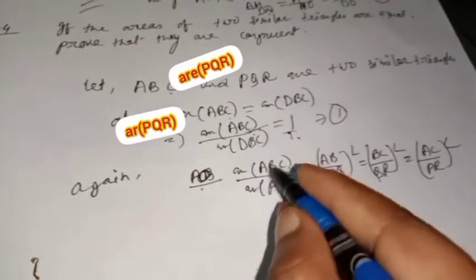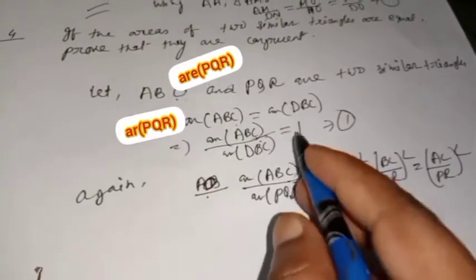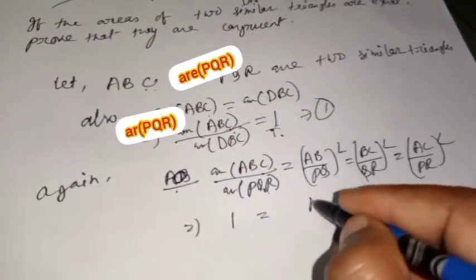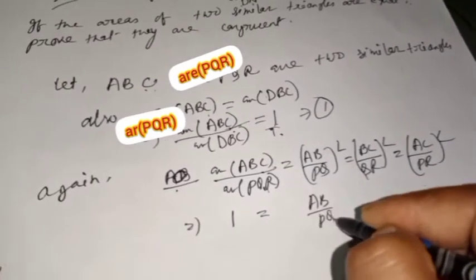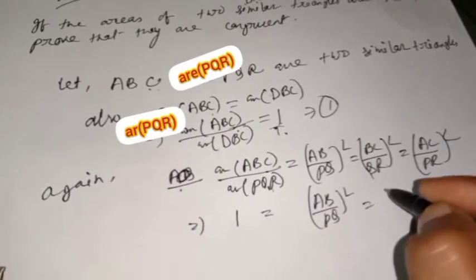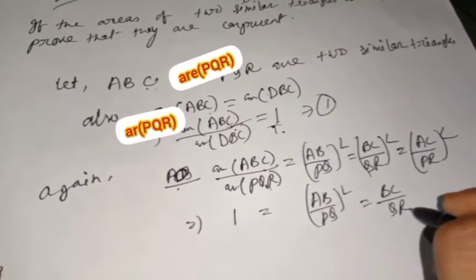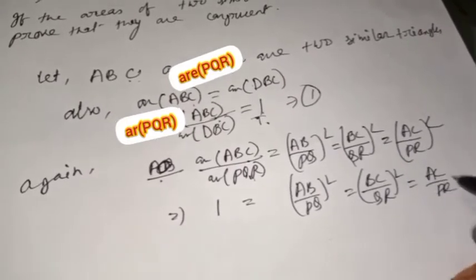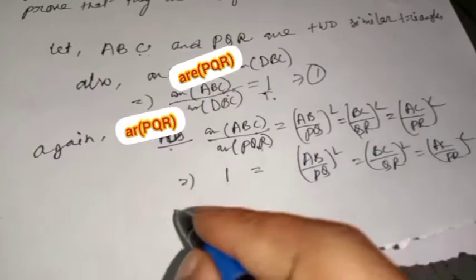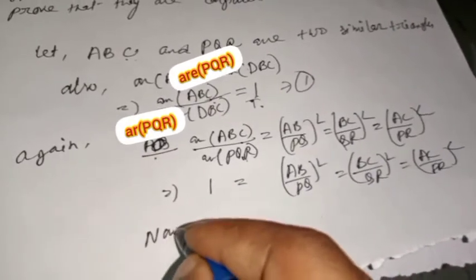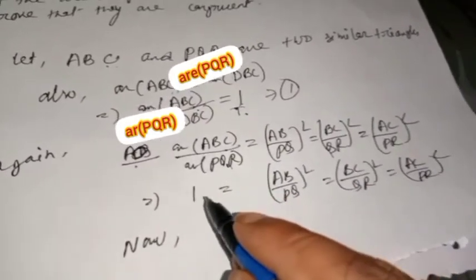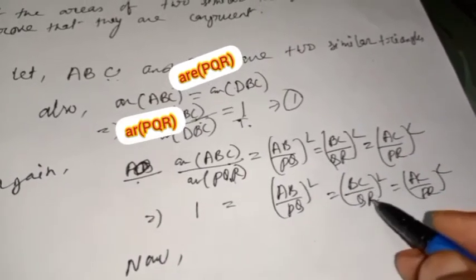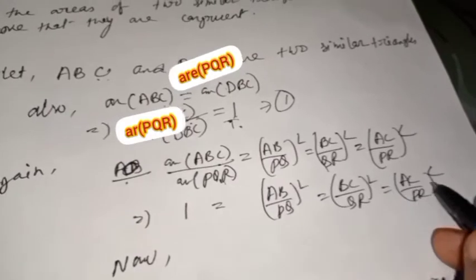The ratio of the areas of two similar triangles is equal to this. Now, the value of area of ABC by area of PQR is what? In one number? 1. So you can put 1 here. Then AB by PQ whole square, BC by QR whole square, and AC by PR whole square. Now compare. 1 is equal to AB by PQ whole square, 1 is equal to BC by QR whole square, 1 is equal to AC by PR whole square.